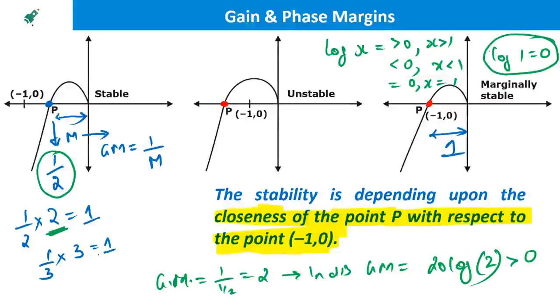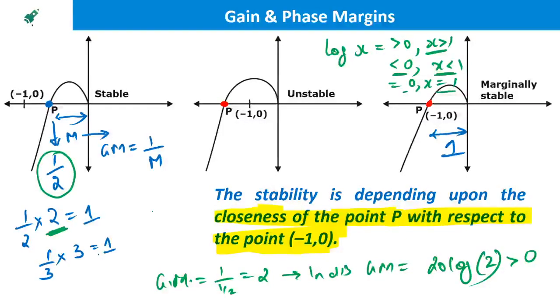Okay. So, guys, whenever you put a quantity inside log which is greater than 1, the answer of log will be positive. When you put a quantity which is less than 1, the answer will be negative. And when you put a quantity which is equal to 1, log 1 will be equal to 0.